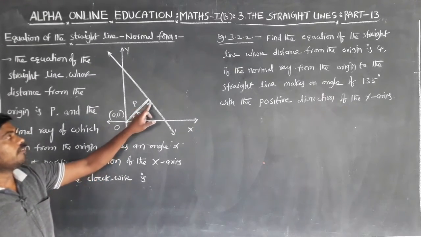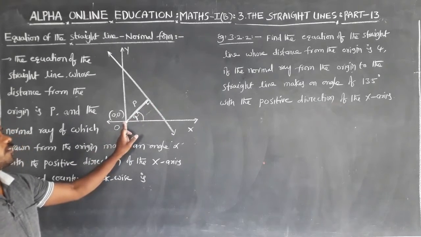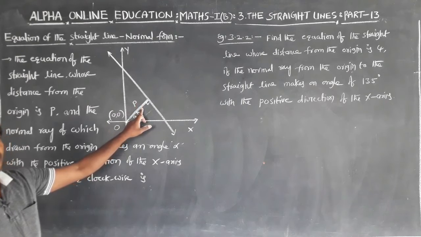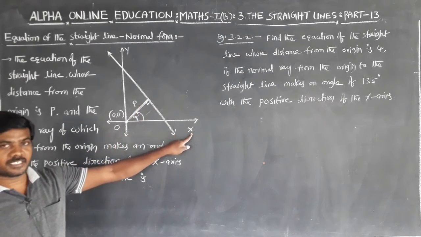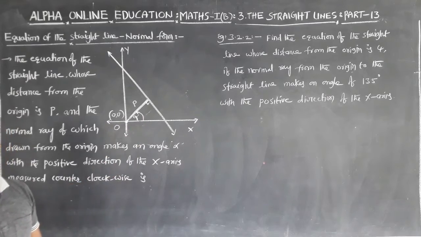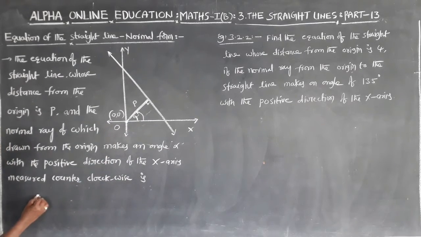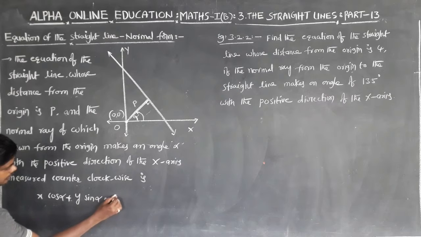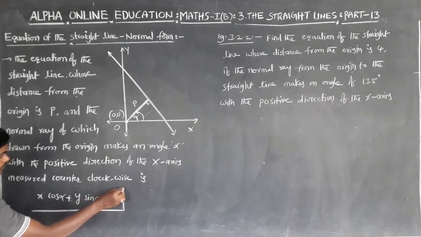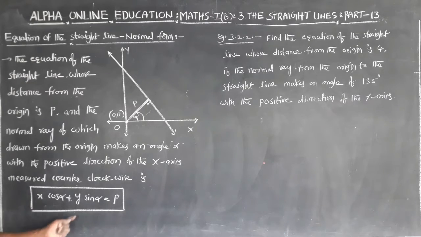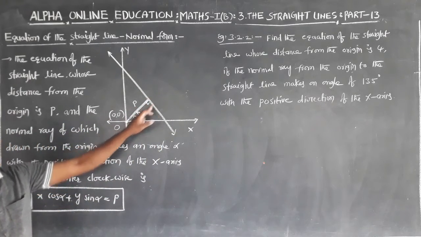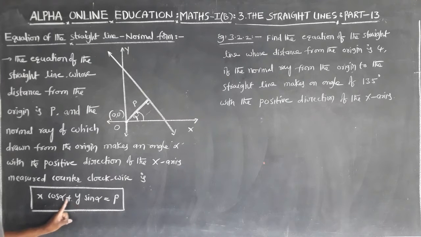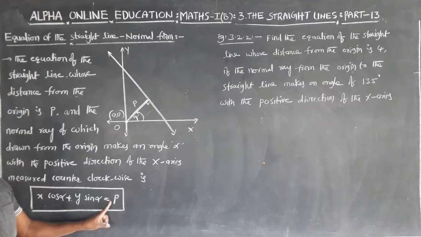The equation of the straight line whose distance from the origin is P, where the normal ray drawn from the origin to the line makes an angle alpha with the x-axis measured in the counterclockwise sense, is x cos alpha plus y sin alpha is equal to P. This is the equation of the straight line in normal form.